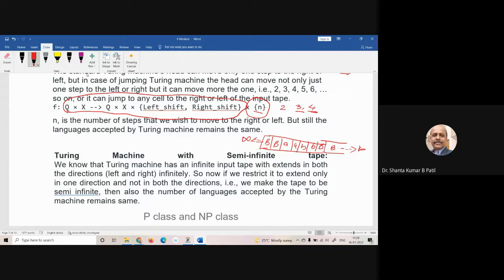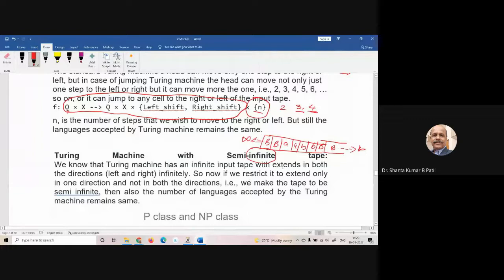Otherwise, the standard Turing machine is called the infinite Turing machine, so on both sides there are no ends. Such a Turing machine we call the standard Turing machine, and in the semi-infinite Turing machine the left hand side is closed and only open on the right hand side, so that you can store the infinite number of blank symbols, or if the string is very large you can store it till the infinite end.